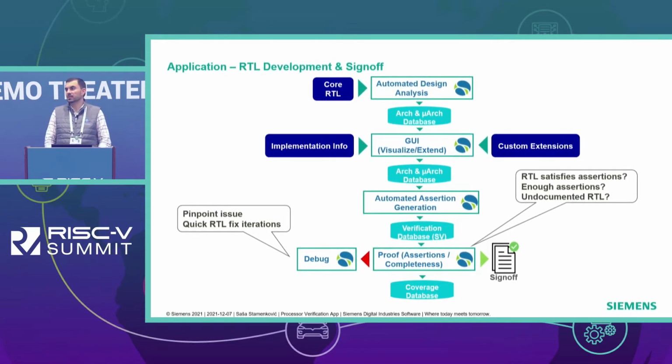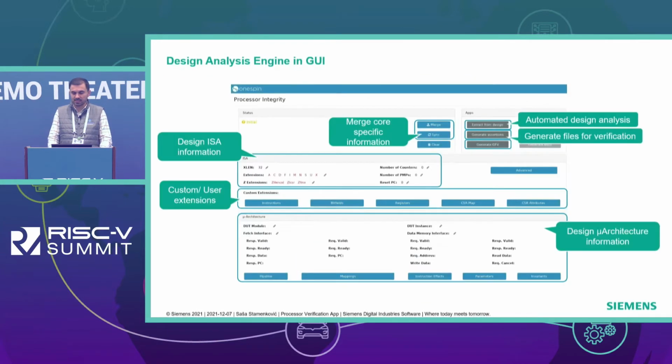And from that, you run assertions, hopefully not debugging anything, what you see on the left side, and you go into the sign-off. I'll talk a little bit about the sign-off and what capabilities we have in the tool in this area. But before I do that, I will just show you one slide that really gives you an idea how to set up the app and run it yourself.